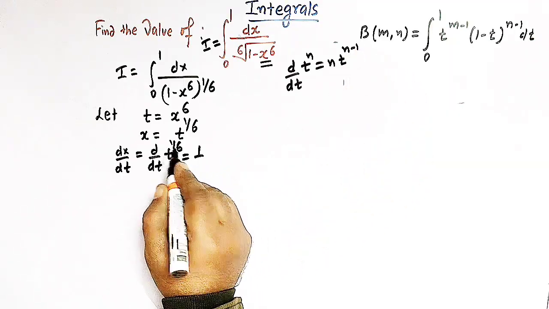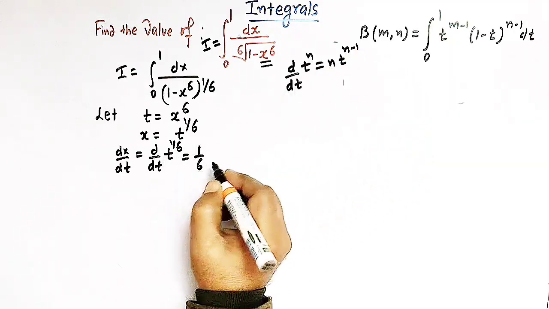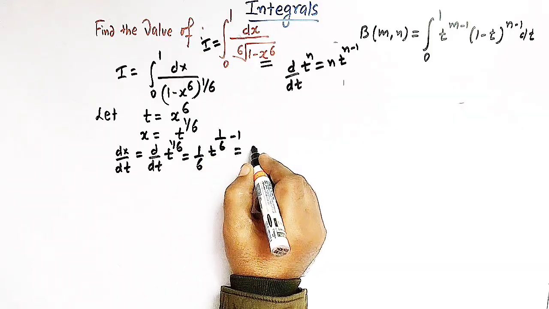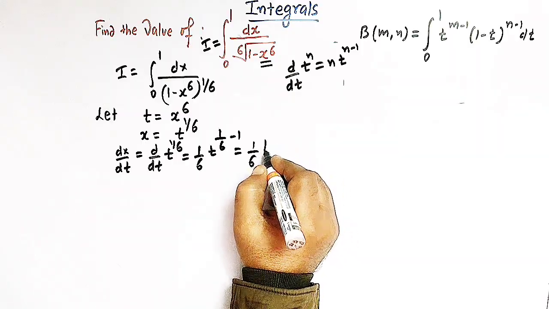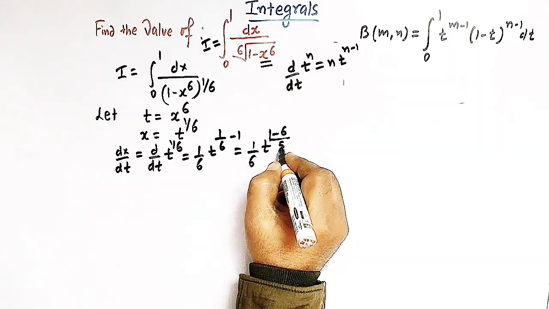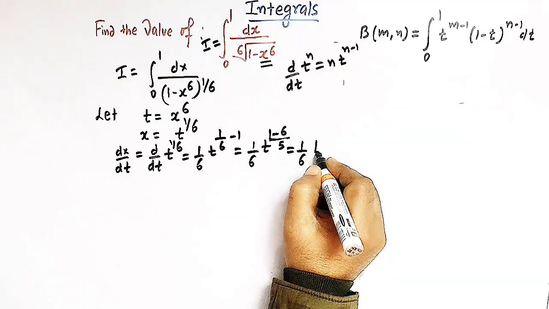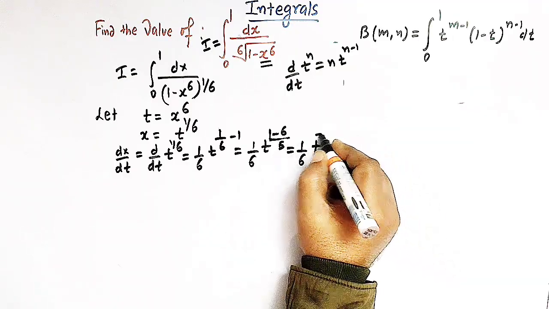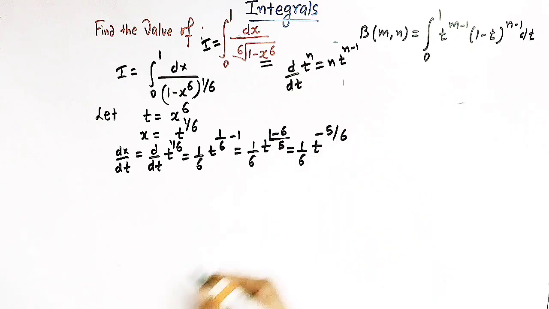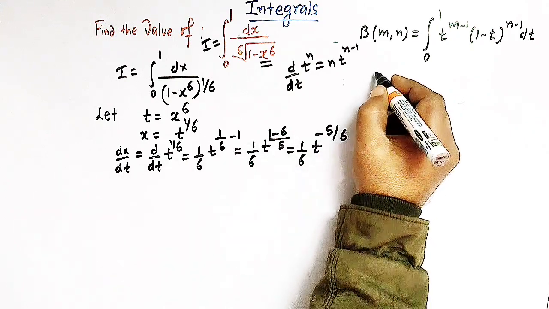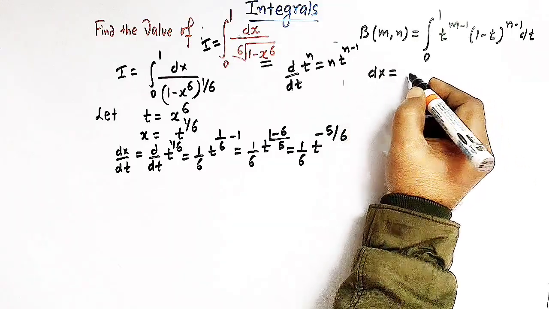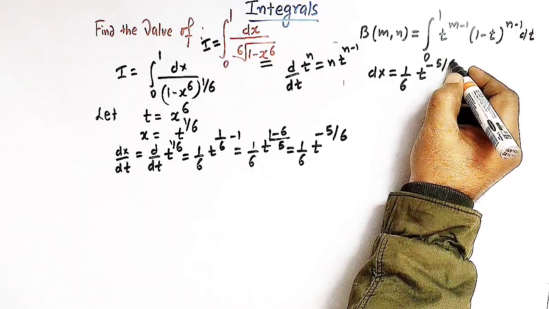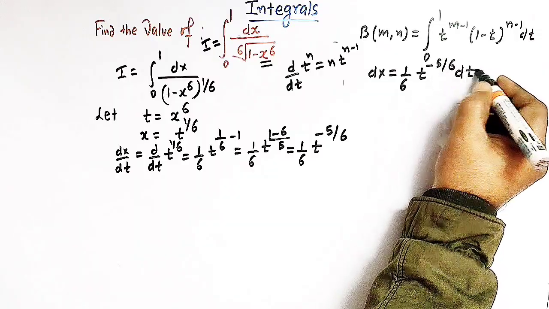So we have n is equal to 1 over 6. So we have 1 over 6, then t raised to 1 over 6 minus 1. So we have 1 over 6, and t raised to 1 minus 6 over 6, and then we can write minus 5 over 6. So now we can write dx is equal to 1 over 6 times t raised to minus 5 over 6, and here we have dt.